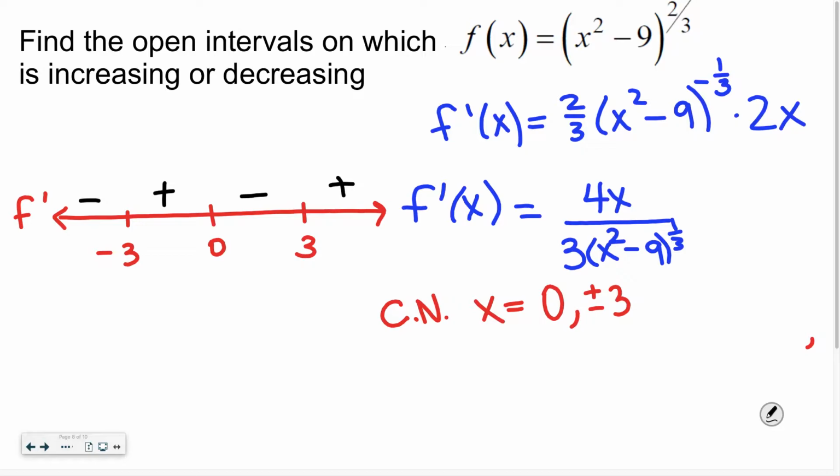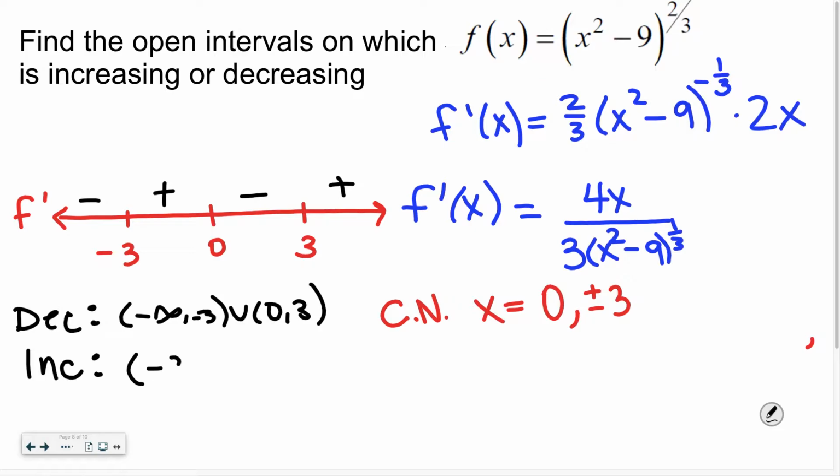So you would need to tell me that we are decreasing on the intervals negative infinity to negative 3 and 0 to 3. And we are increasing on the intervals negative 3 to 0 and 3 to infinity.